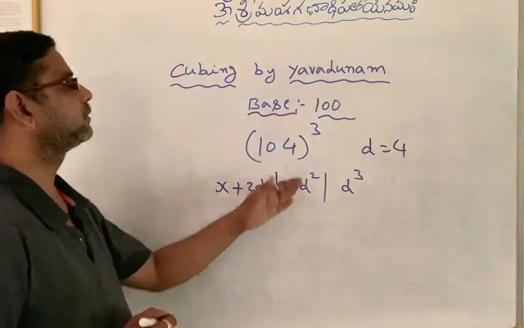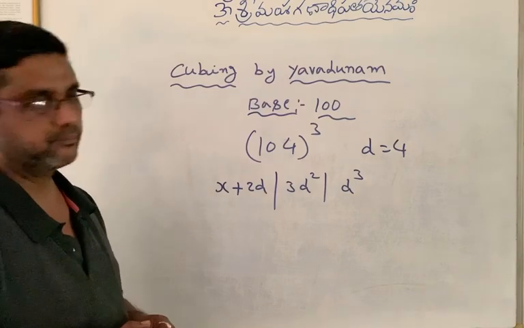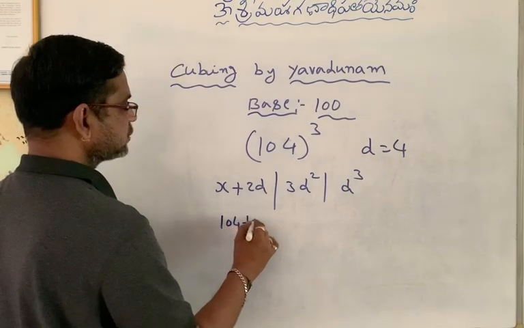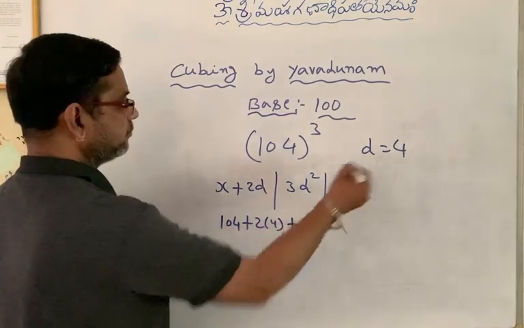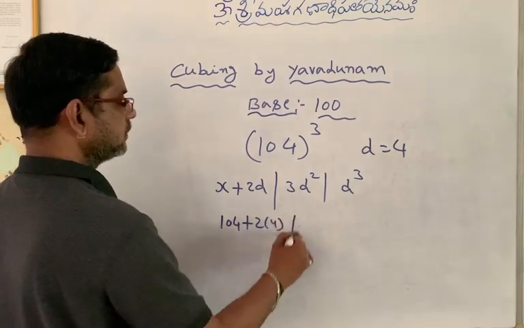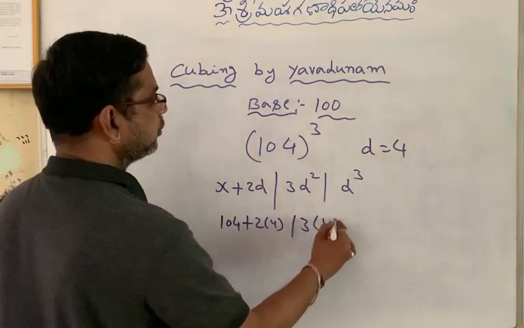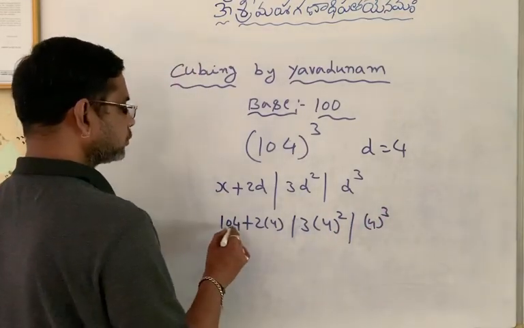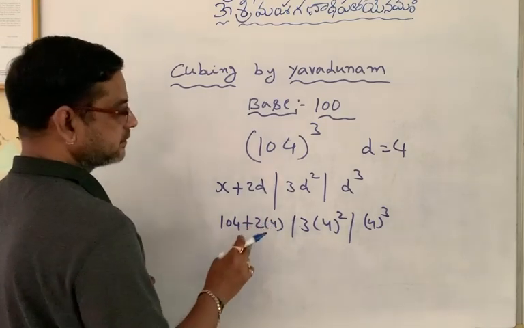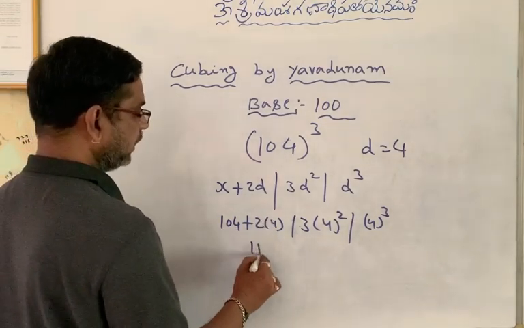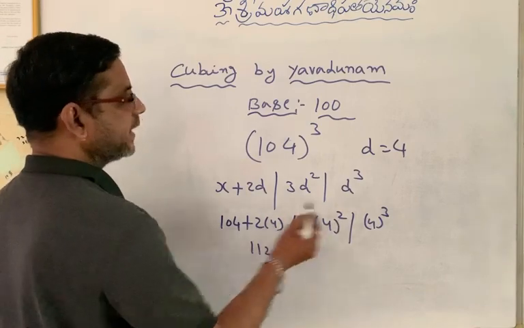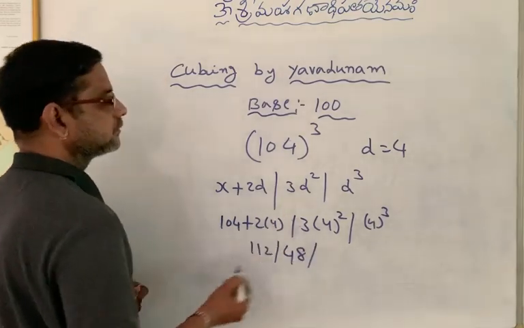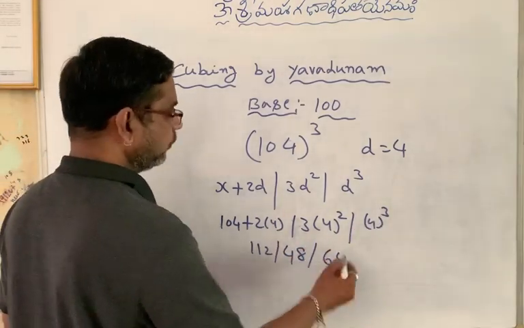Now I am going to substitute the number here. x is our 104, plus 2 into deviation, that is 4, 2 into 4. Next, 3 into 4 square. Then 4 cube. So 104 plus 8, 2 4s are 8, so 104 plus 8 is 112. 4 square is 16, 16 3s are 48. And 4 cube is 64.